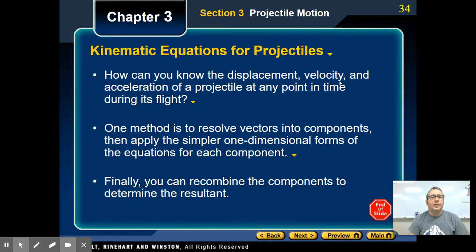So this is where the kinematic equations come into play. How do we know the displacement, velocity, acceleration of a projectile at any point of time during its flight? Well, what we're going to be doing is we're going to resolve our vectors into components, or your X and Y. Then we're going to go back to chapter 2 and apply simple one-dimensional forms of equations that are going to help us solve for the horizontal and vertical. And then we're going to put them back together. We're going to mush them together into one whole formula. And then we're going to determine our resultant.